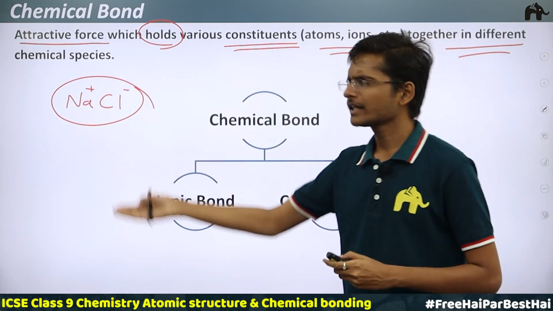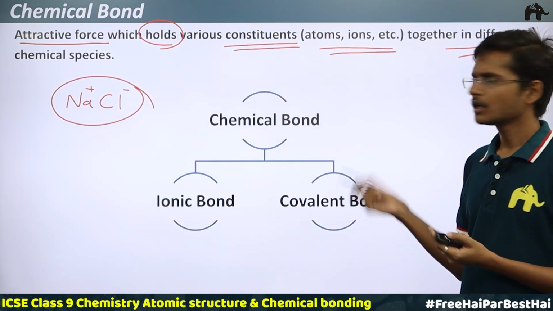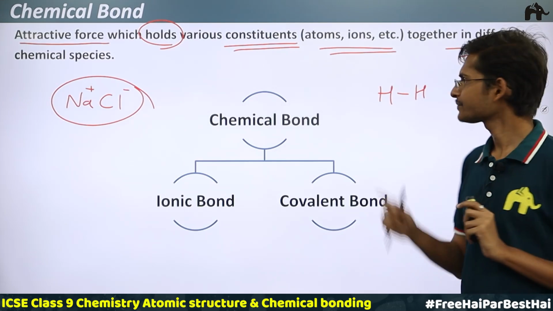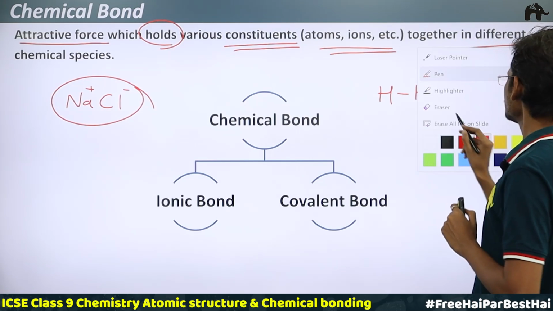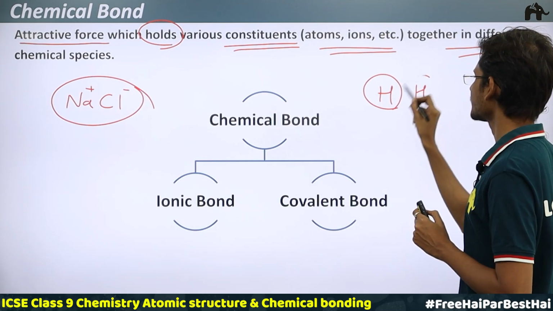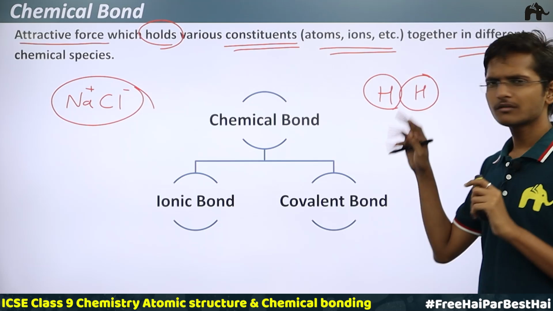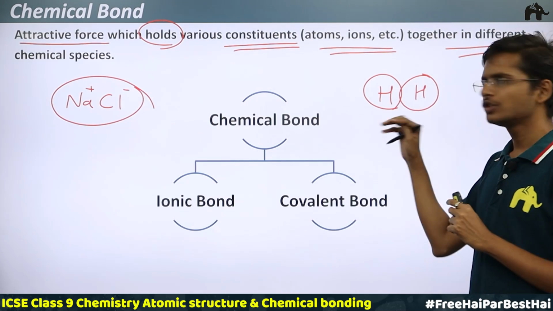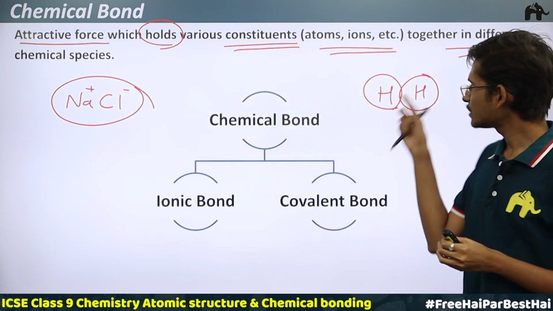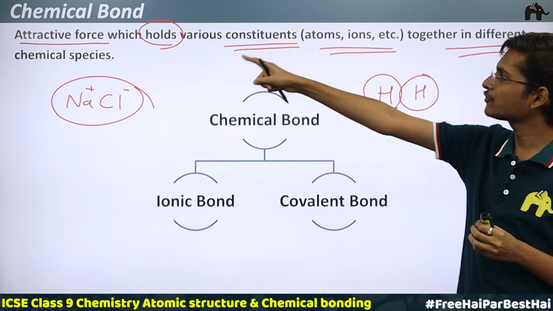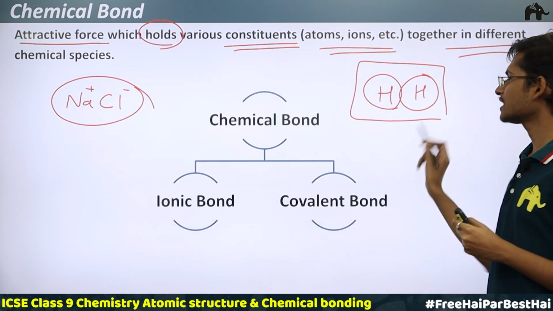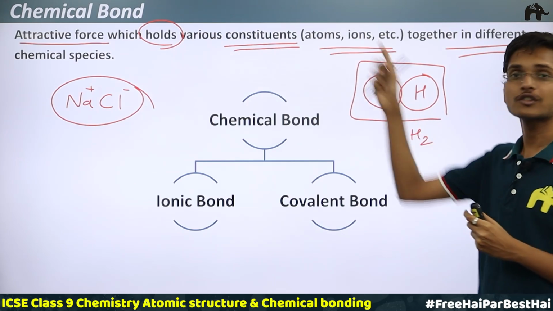Let's see another example. Suppose I am talking about a hydrogen molecule. Here this is one hydrogen atom, and this is another hydrogen atom. Don't focus on these details right now. These two hydrogen atoms are being held together by an attractive force. The attractive force which is holding the atoms together in this chemical species, the hydrogen molecule, is called a chemical bond.